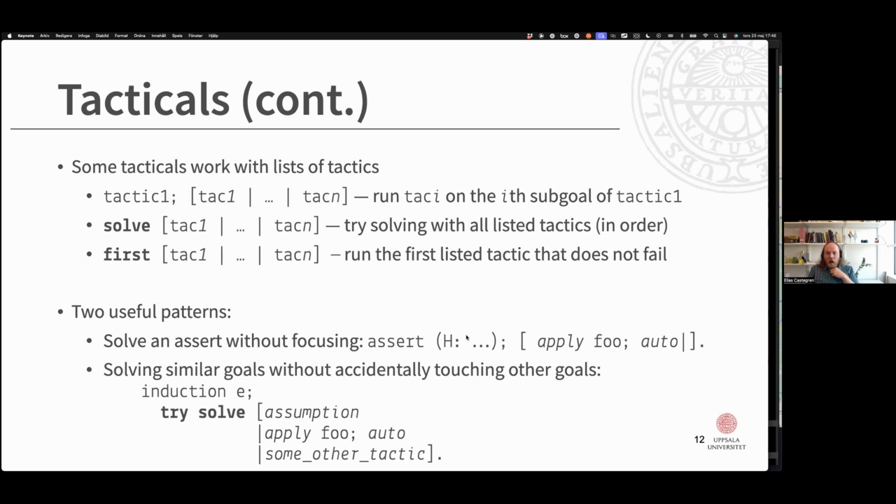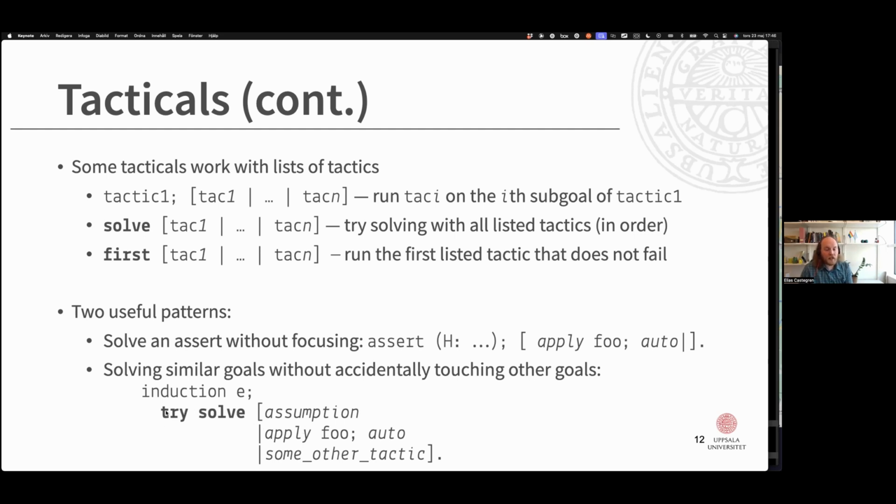So this is a nice way to get rid of very simple subgoals without breaking the flow of the proof script. There's also this thing which is very useful where you combine two tacticals. Here we're doing induction E, and then we say try solve. That means use the solve tactic: basically try assumption. If that doesn't work, try apply foo and auto, and if that doesn't work, some other tactic. But rather than failing if none of these work, we allow this to fail for some cases.